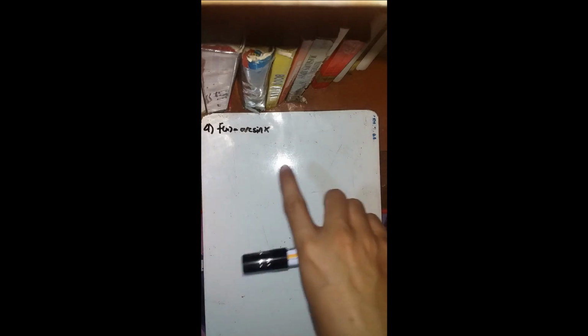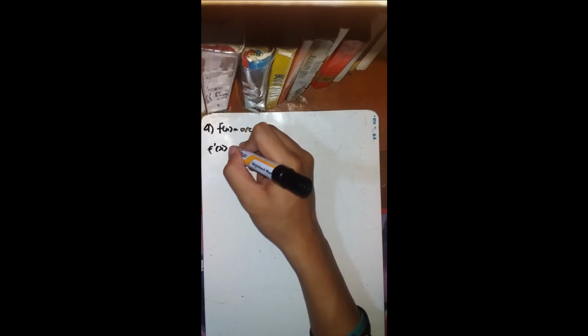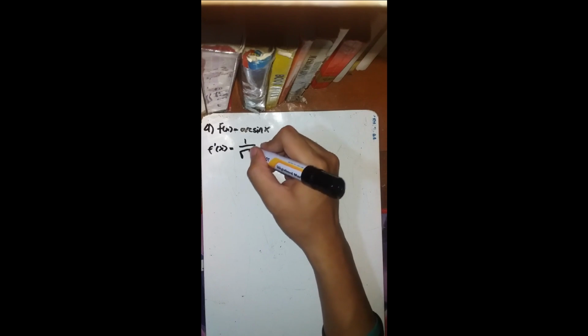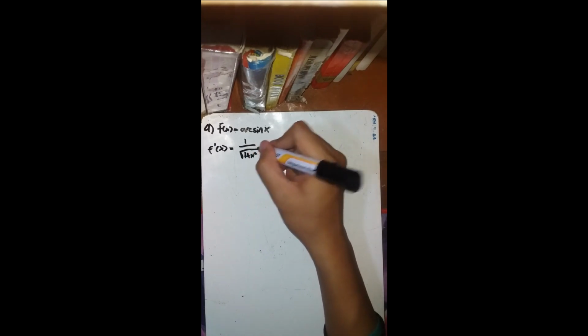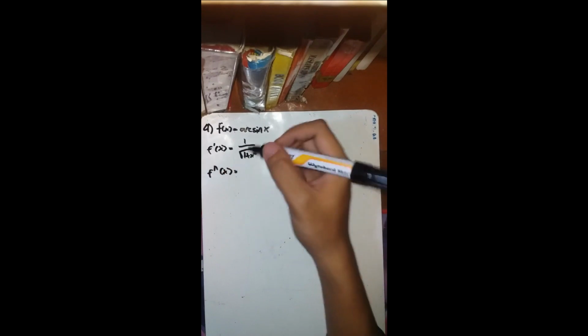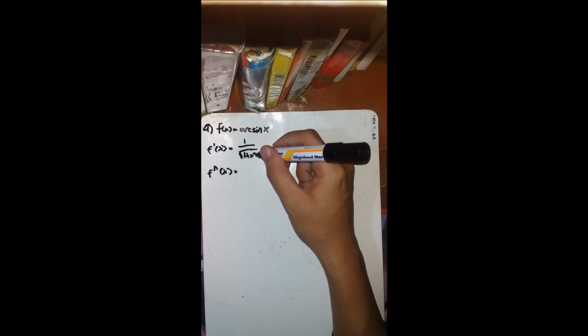So this is my number 4. Here we have arc sine of x. Again, start off here. The first derivative of arc sine is 1 over square root of 1 minus x squared. So for your second, we can use the chain rule. Just move this up here.